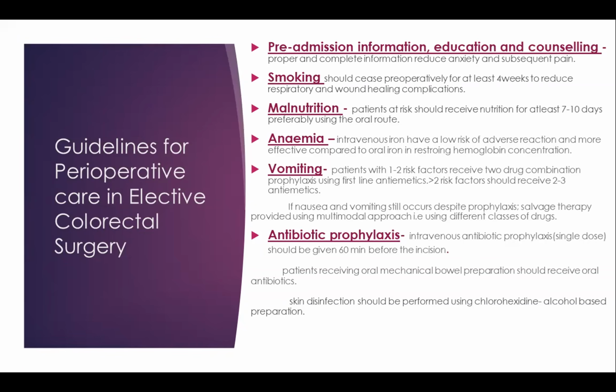If the patients have 1 or 2 risk factors regarding vomiting, we can use a 2-drug combination using the first-line antiemetic. And if the patient has more than 2 risk factors, we can give them 2 to 3 first-line antiemetics. But if nausea and vomiting still occur despite the prophylactic treatment, we can use salvage therapy using a multimodal approach, that is, using different classes of drugs.